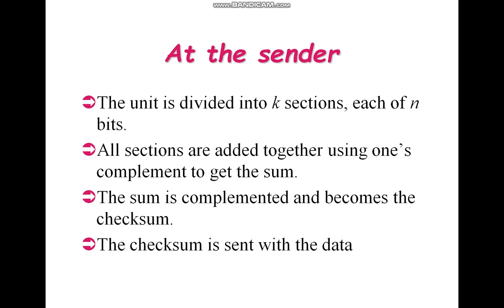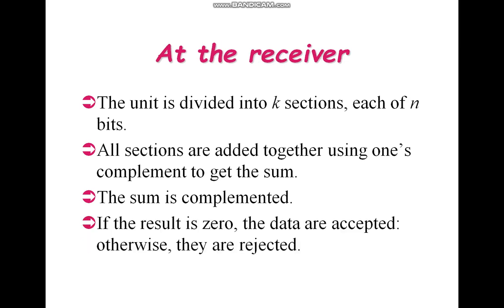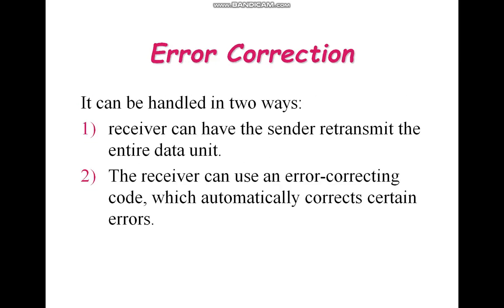All sections are added together using 1's complement to get the sum. The sum is complemented and becomes the checksum. The checksum is sent with the data. At the receiver, the unit is once again divided into k sections, each of n bits. All sections are added together using 1's complement to get the sum. The sum is complemented, and if the result is 0, the data is accepted, otherwise it is rejected.